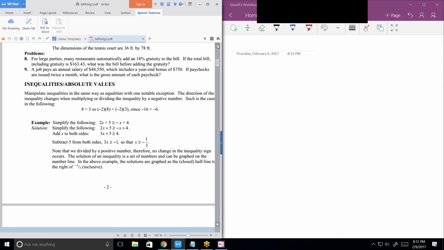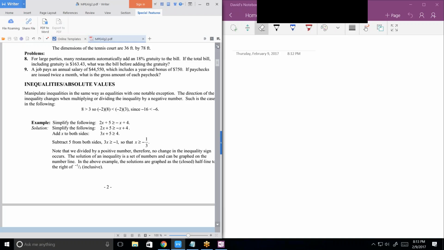All right, so you're at a restaurant. They charged an 18% tip, and your total bill was $163.43. What was the bill before they added the tip? So you have to find 18% of that. So you multiply it by... Hold on, stop for a minute.